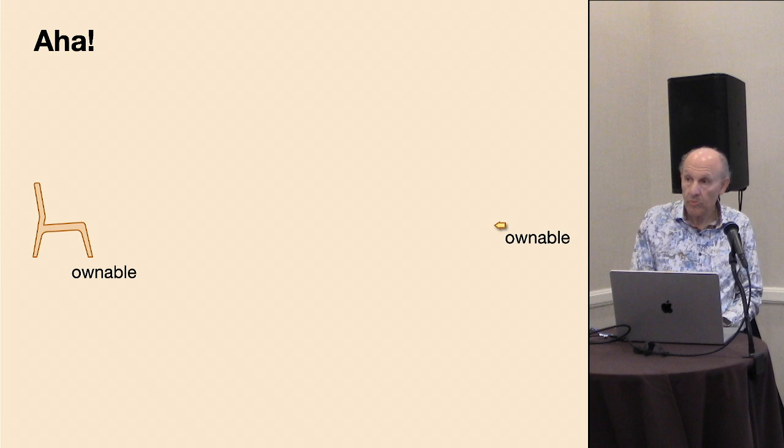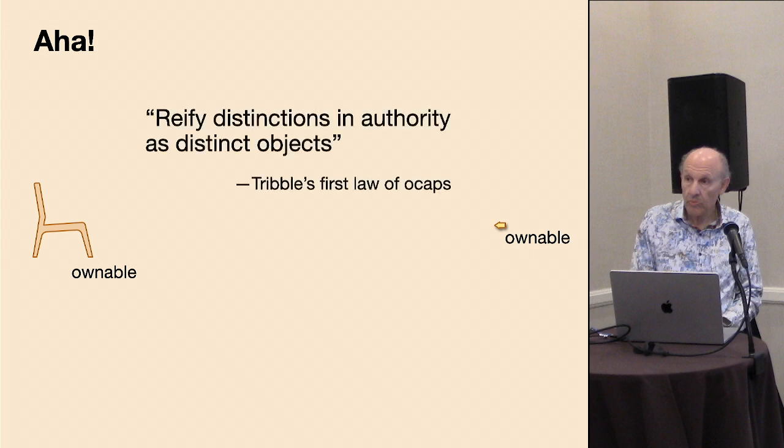So this big surprise that we can do this should not have been as much of a surprise as it was to us, because good object capability design already follows Tribble's first law of object capabilities: to reify distinctions in authority as distinct objects. So in this case, the seat representing the right to collect the payouts, the seat resolver representing the right to determine what the payouts are within the constraints of offer safety.